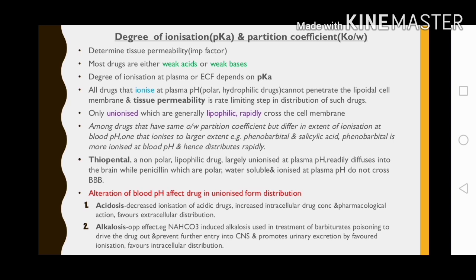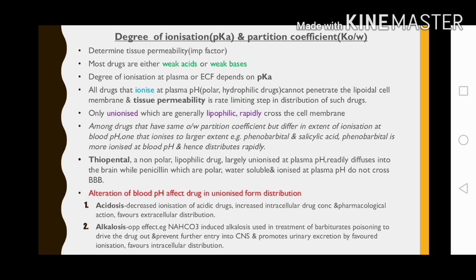Among the drugs that have the same O/W pH partition coefficient but are different in terms of extent of ionization at blood pH, one that ionizes to a greater extent distributes rapidly. Example, phenobarbital and salicylic acid. Phenobarbital is more ionized at blood pH and hence the distribution is rapid.